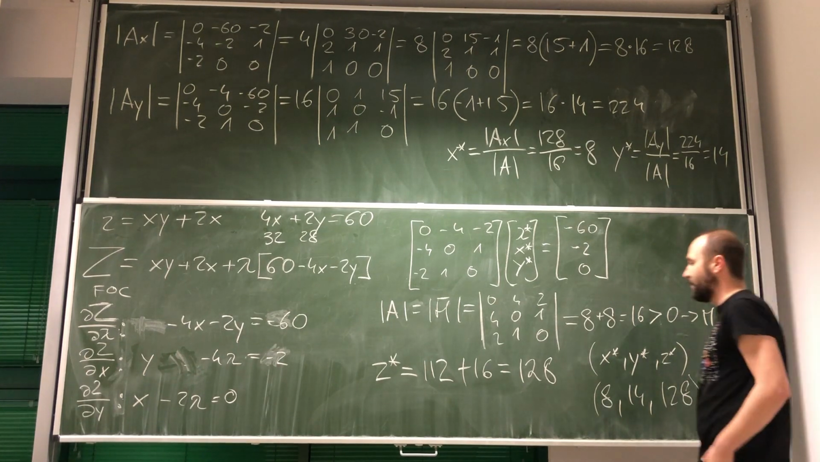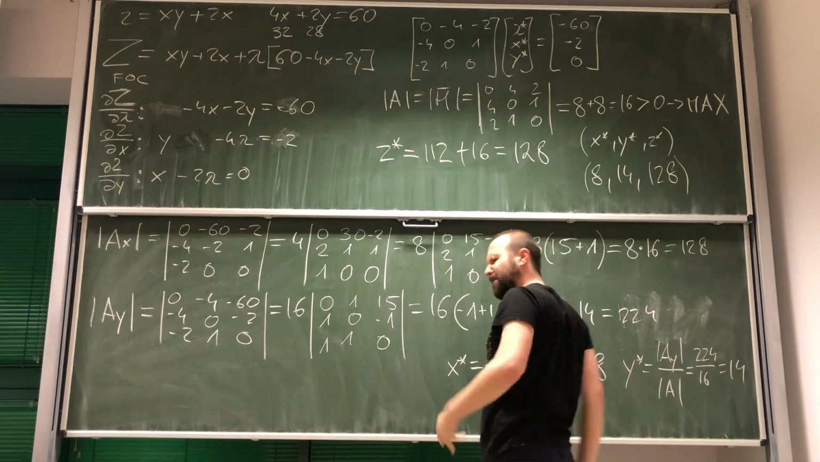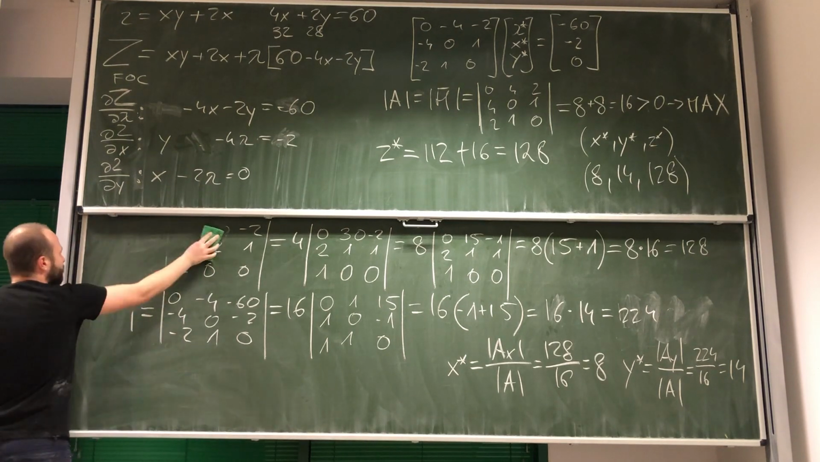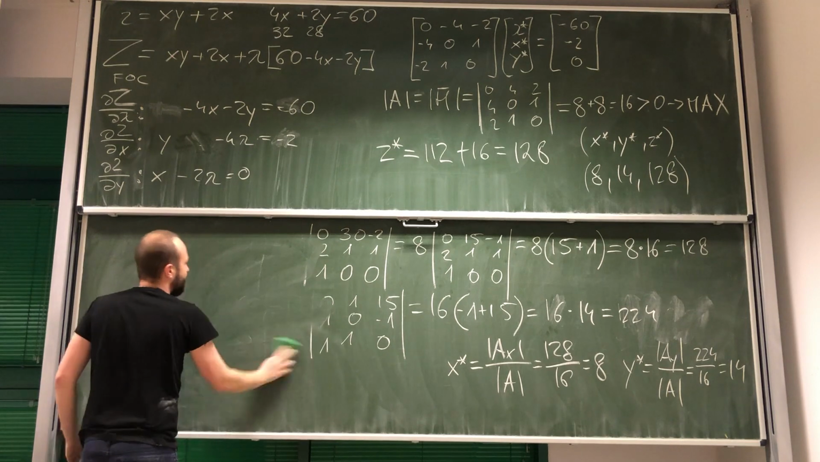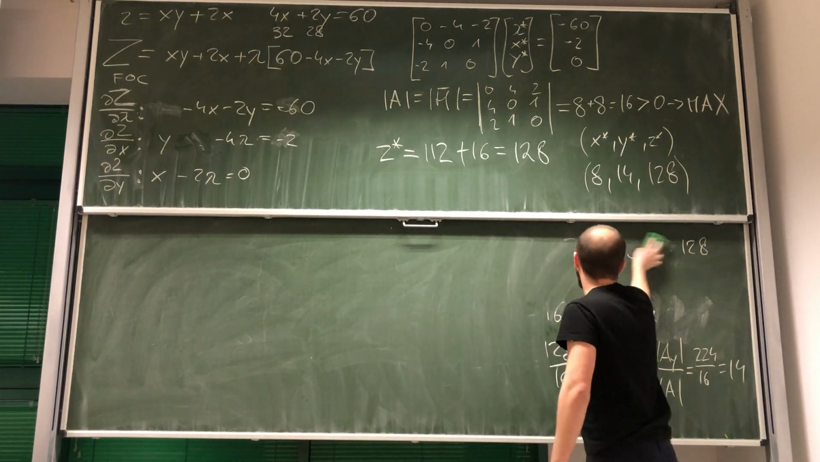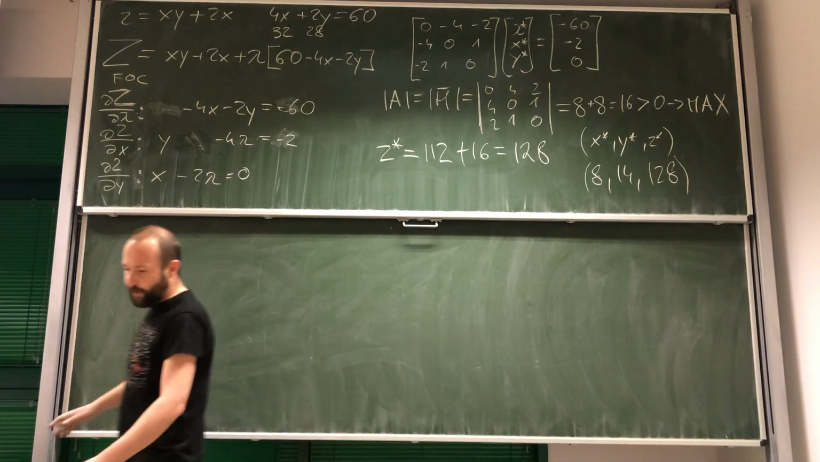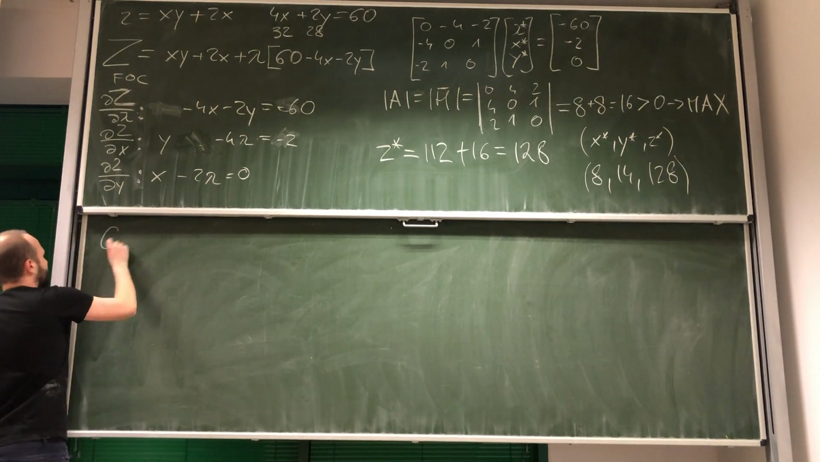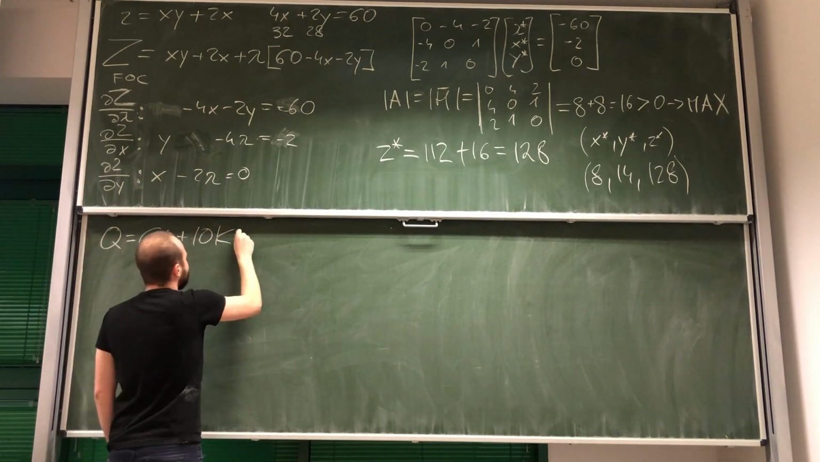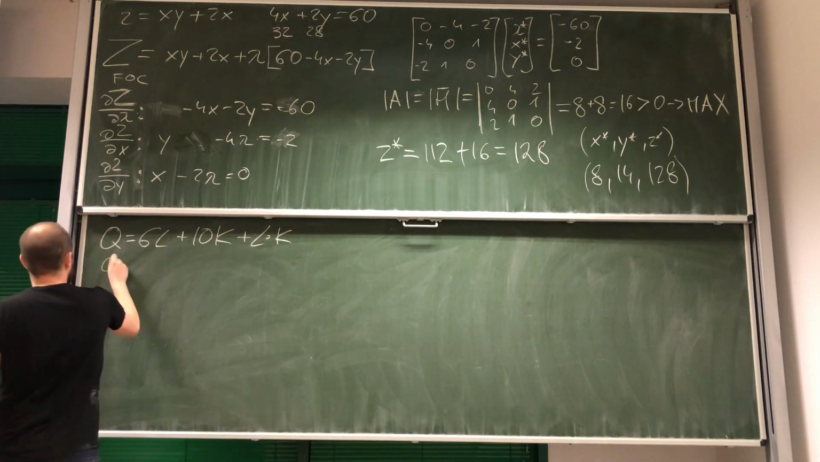Okay, so now that we've dealt with typical mathematical problems that are not very complicated, let's try to use what we've learned about Lagrange multiplier and optimization under constraint on an economic problem. Okay, so imagine a case like this. A company has a production function given by Q equals 6L plus 10K plus L times K. Now, Q, of course, is the level of production.